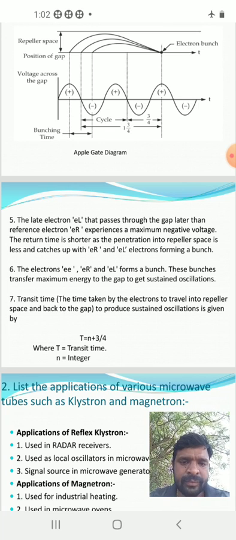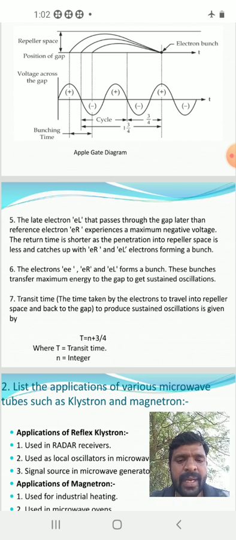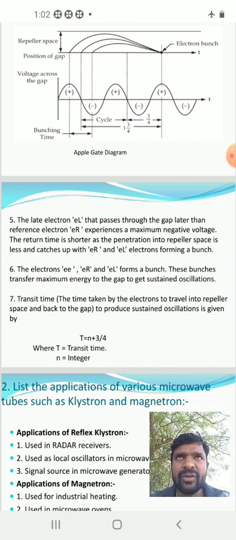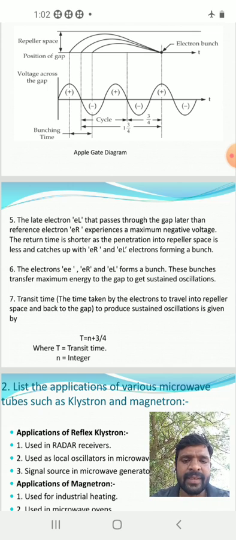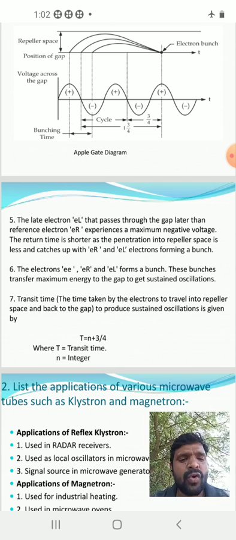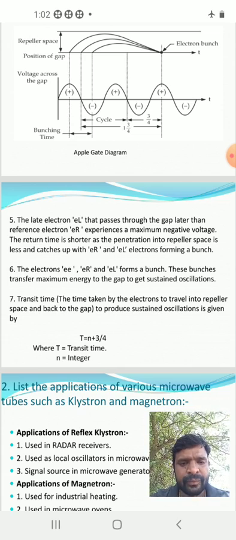The transit time to produce sustained oscillation is given by T equal to n plus 3 by 4, where T is the transit time and n is an integer. Transit time means the time taken by the electron to travel from the electron gun to the repeller space and back to the gap. This time is called the transit time, T equal to n plus 3 by 4, where n is an integer.